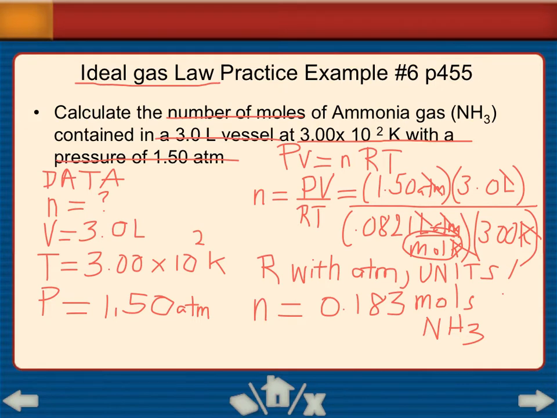Looking at the significant figures, we could round this to 2 since the volume is only given to 2 significant figures. And we would round this then to n equals 0.18 moles of ammonia. All right, so that's another example of the ideal gas law. We'll take a look at some others.